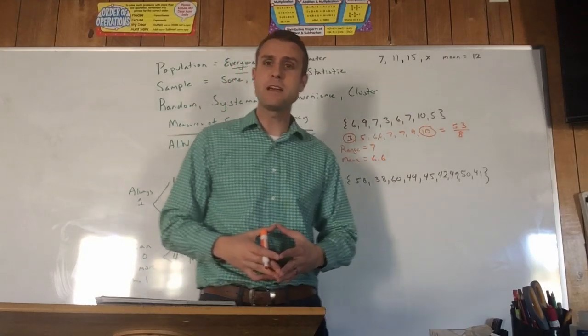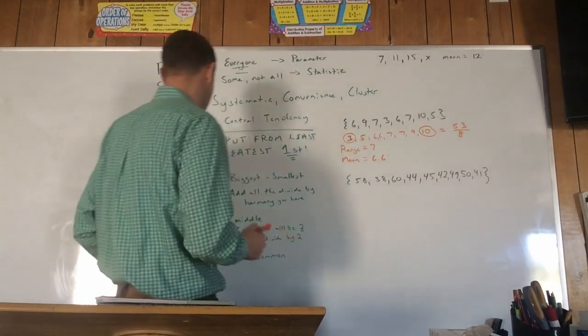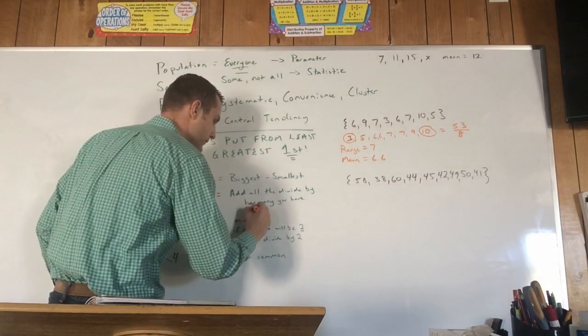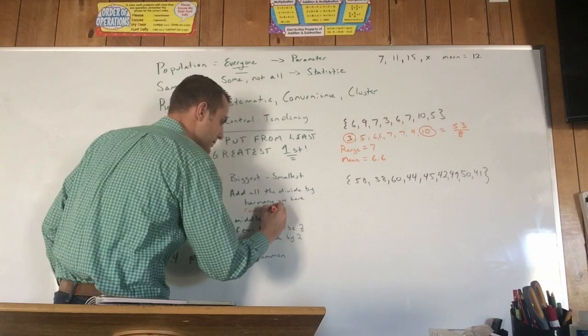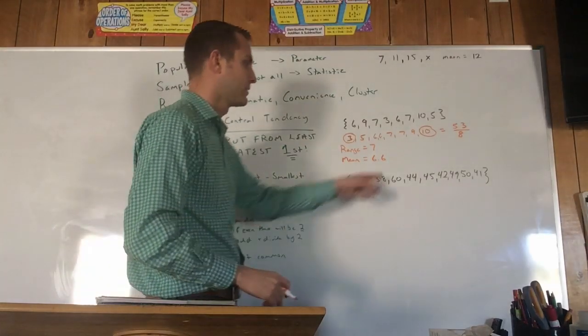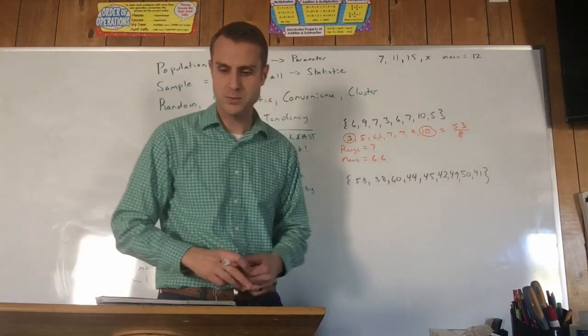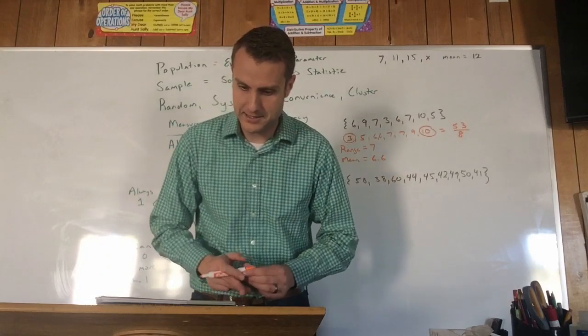When you get your decimal, make sure you round to the tenth. So with your mean, if it keeps going, round to the tenth place, or that's this place right here. So I get 6.6 in this case.